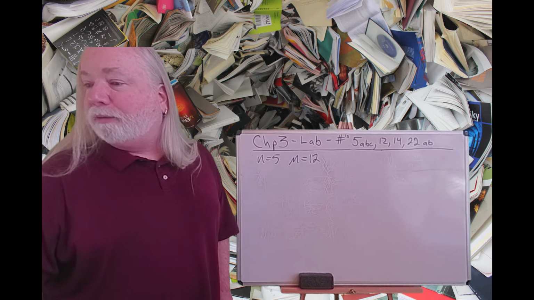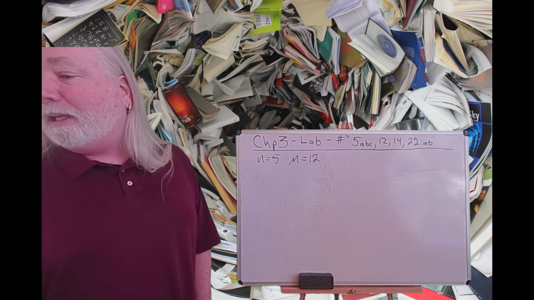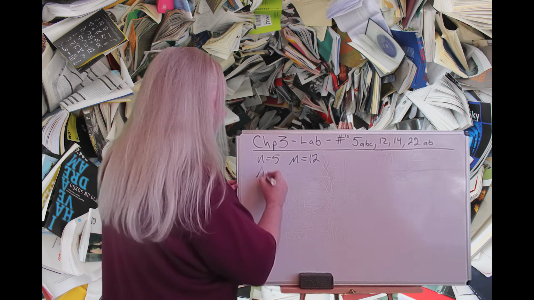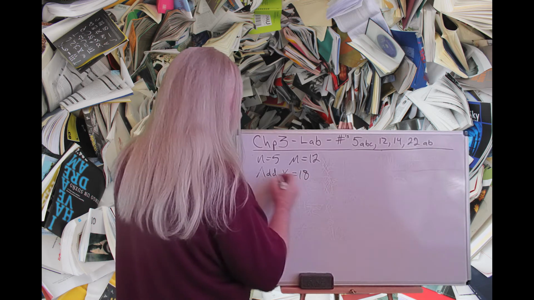Where'd I go? I lost my place. 5 scores has a mean of 12. If one new score with a value of 18 is added, what is the mean? So we're going to add a score of 18.